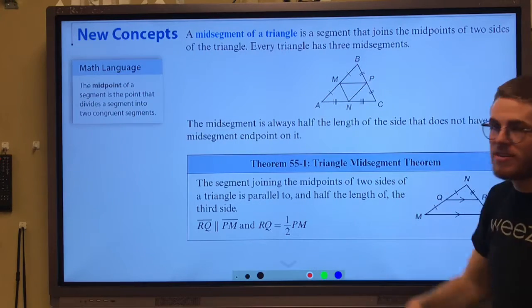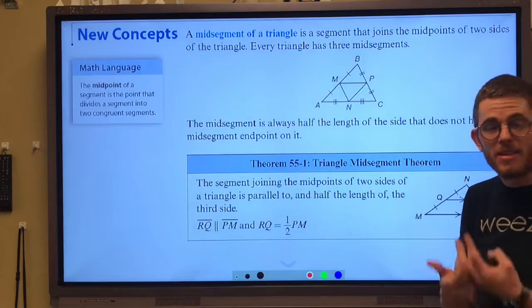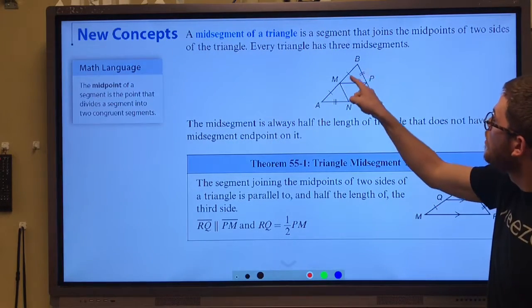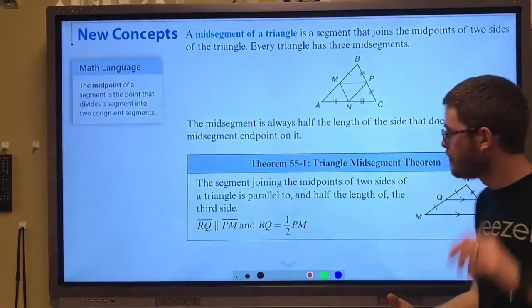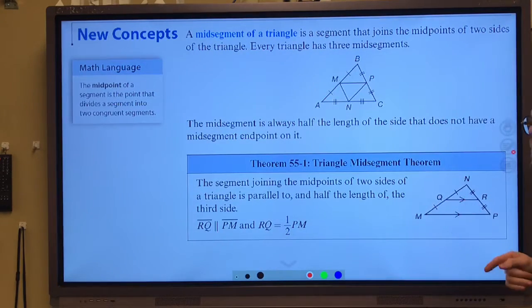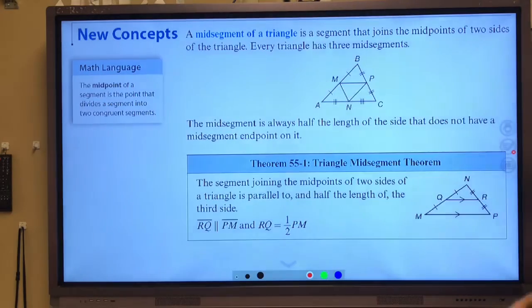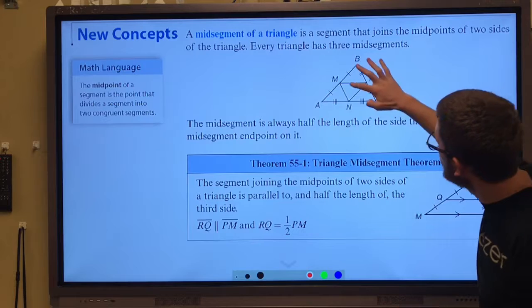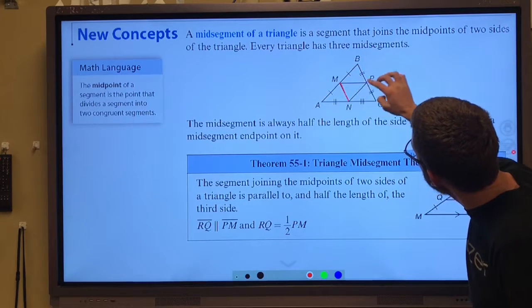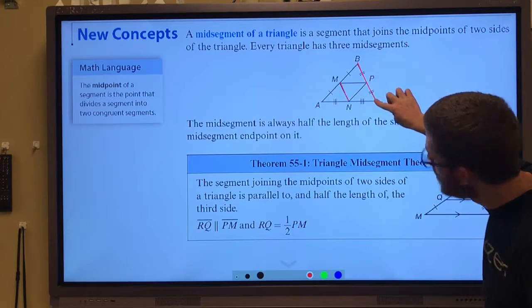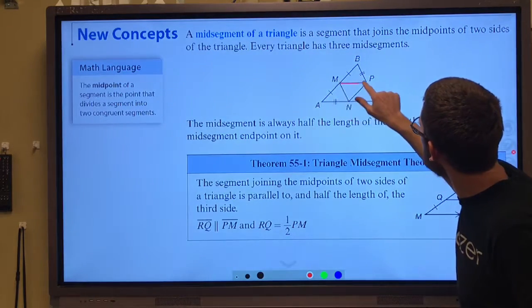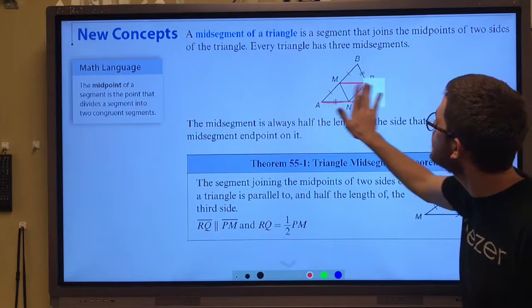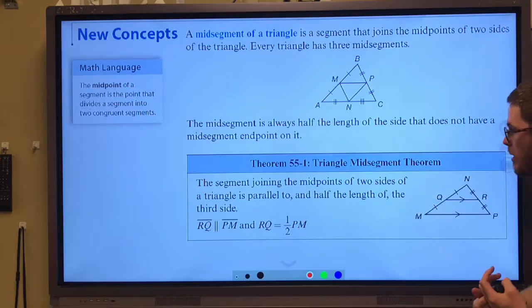Or of course the mid-segment PN. Because the definition is created by the midpoints, we know each side has been bisected by that midpoint. The mid-segment is always half the length of the side that does not have a mid-segment endpoint on it. So right here, mid-segment MN is always going to be half the length of BC. MP is going to be half the length of AC. That is part of the definition of a mid-segment.